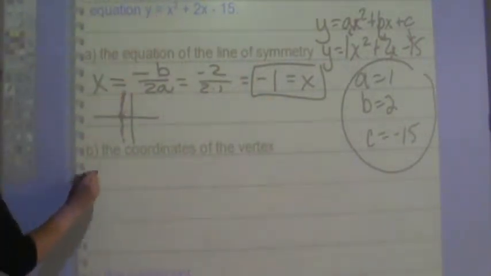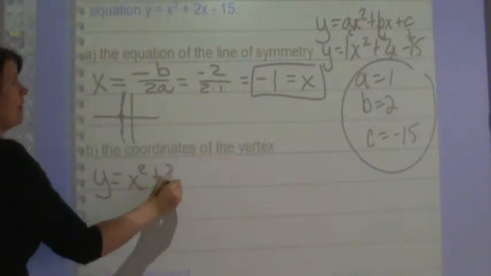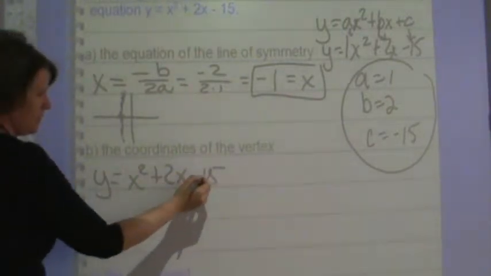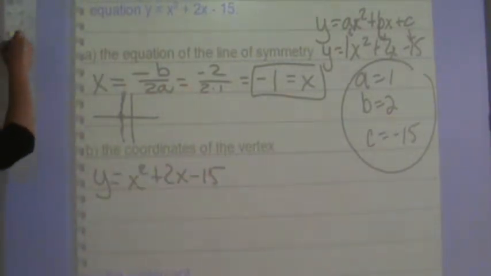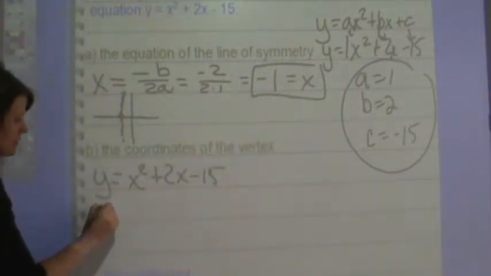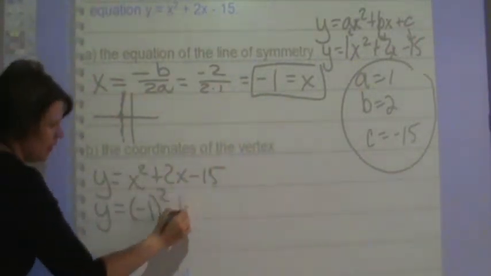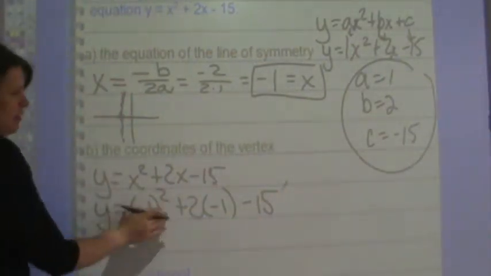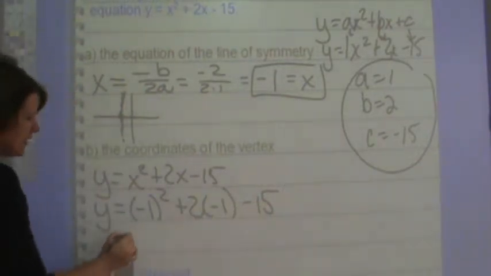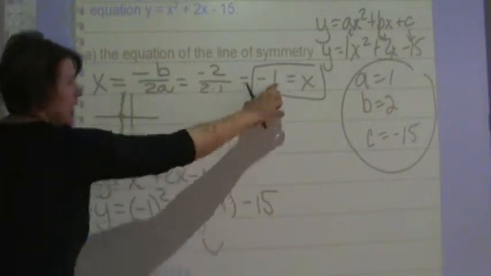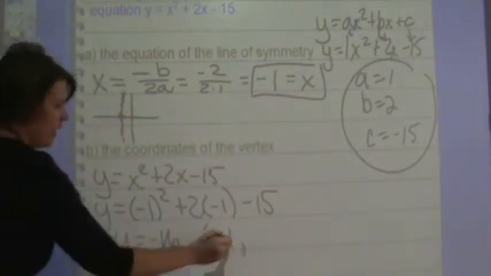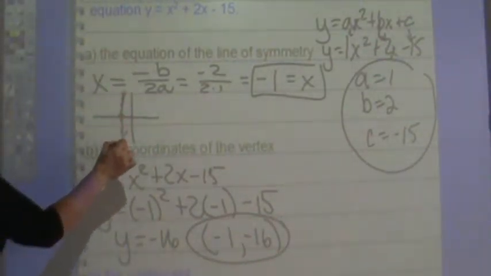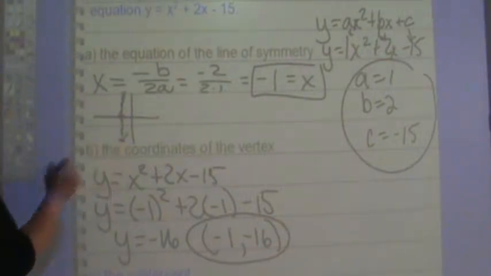So I take this original equation, and wherever there's an x, I'm going to use my previous answer of negative 1. So negative 1 squared plus 2 times negative 1 minus 15. This is 1, minus 2 is negative 1, minus 15 is negative 16. So my x is negative 1, and my y is negative 16. That's my vertex, somewhere down here at negative 1, negative 16.